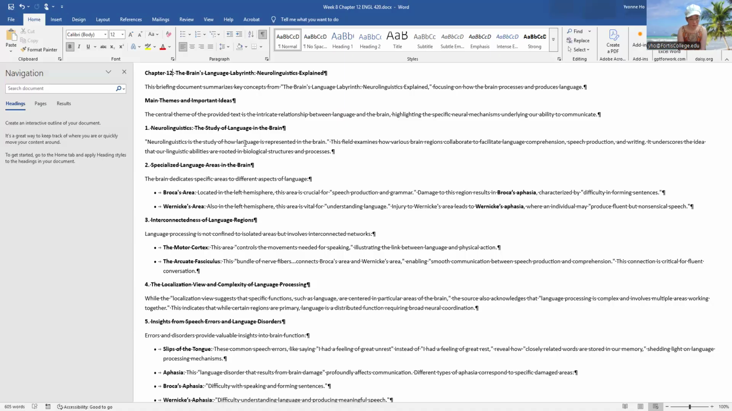While the localization view suggests that specific functions, such as language, are centered in particular areas of the brain, language processing is complex and involves multiple areas working together. This indicates that while certain areas are primary for language, the way the brain processes language is a distributed function requiring broad neural coordination.